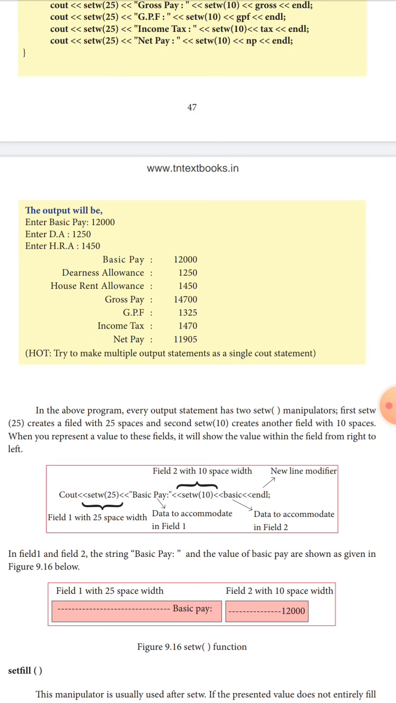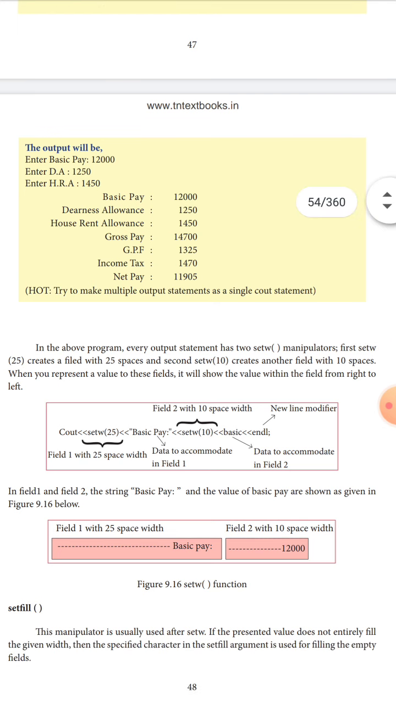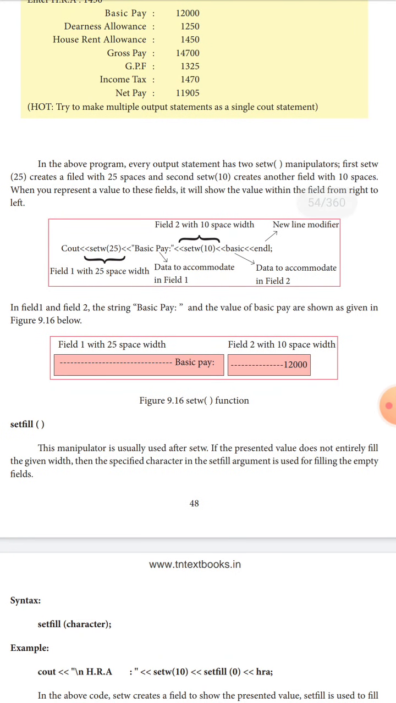And setw with basic is a new line modifier. So here, accumulated with the setw within 10 spaces, they will allocate the data. Here this is the basic pay, and then how many spaces they allocated, 25 spaces. Here we are using 10, so it is allocated 10 spaces for the data you are getting, and that data will be allocated in your program.